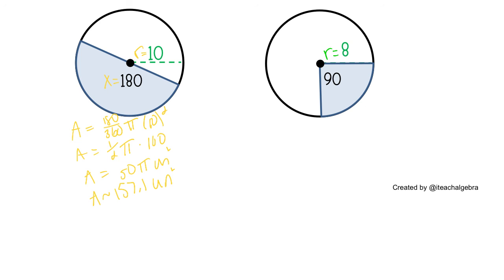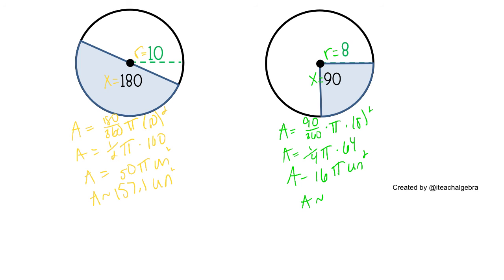Okay, the radius is 8. Our x value is 90. The area is 90 over 360 times pi times 8 squared. Well, that's 1/4 pi times 64. That means it's 16 pi units squared, or about 50.3 units squared.